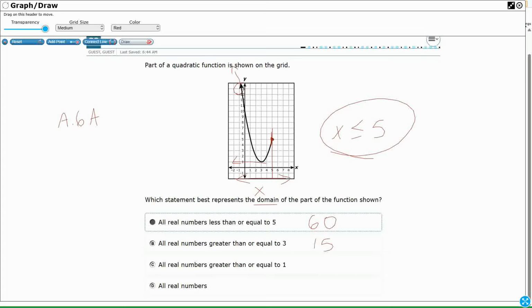Now we had 15% choose B, which is 14%. That's a normal quadratic, all real numbers. And then we had 10% choosing all real numbers greater than or equal to 1. You see that's our minimum right here, so they might have been looking at range. So our minimum is all real numbers greater than or equal to 1. And so this definitely was on the easier side with that 60% accuracy. In fact, it was the 18th easiest item on the test.